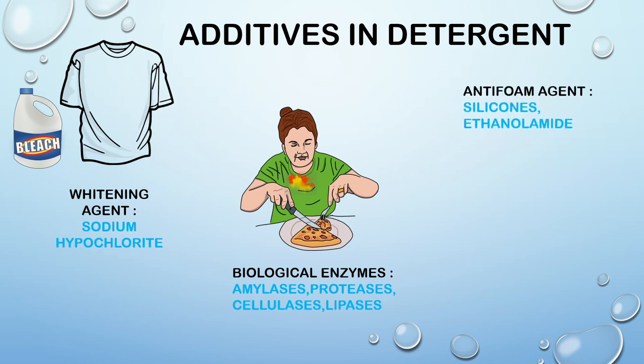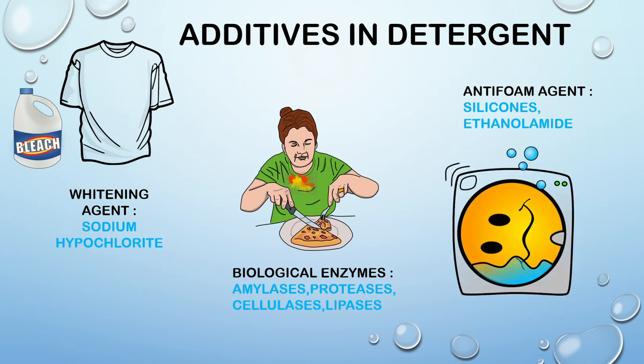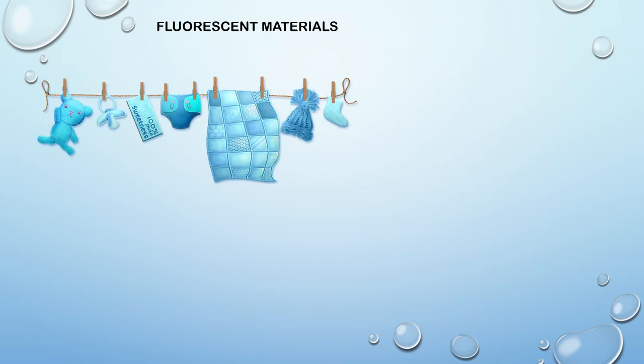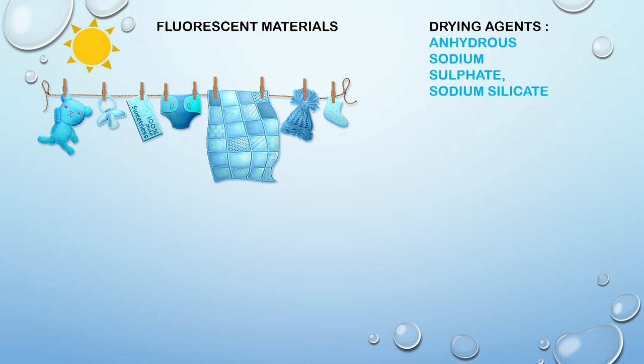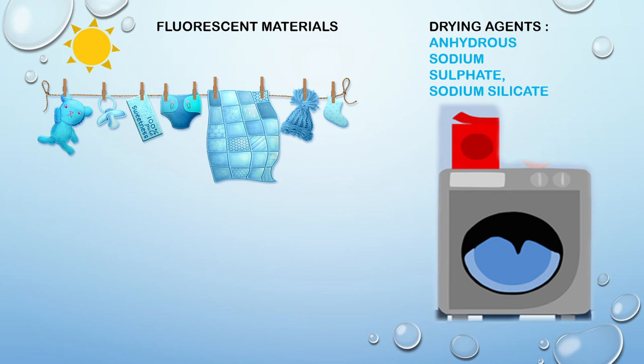Anti-foam agents such as silicone and ethanolamide are added to prevent too much foam produced during washing. Fluorescent material absorbs UV radiation from the sun and emits blue light, making clothes appear brighter. Drying agents such as anhydrous sodium sulfate and sodium silicate keep detergent powder dry when exposed to air.